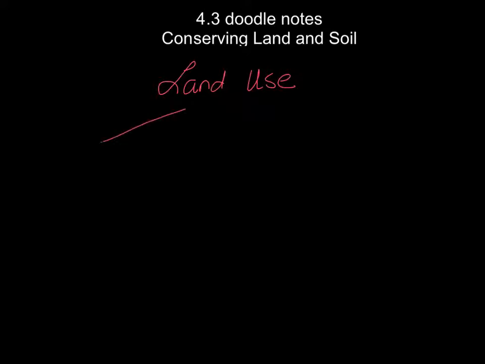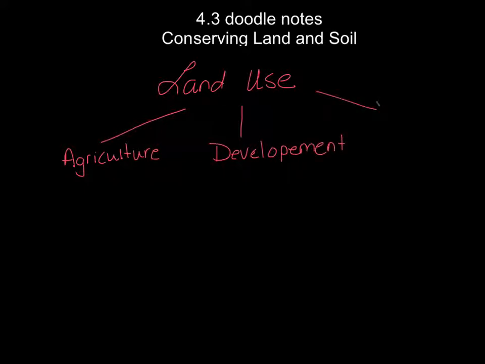One reason is for agriculture. Another reason is for development. And the last reason is for mining. Okay, so when we're talking about agriculture, agriculture uses land to grow crops and to raise livestock like pigs, cows, chickens.